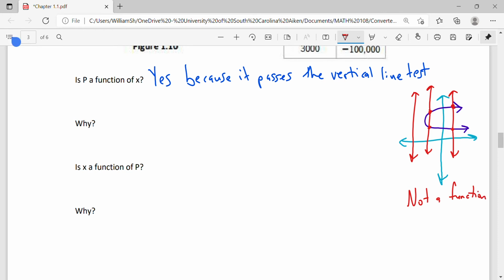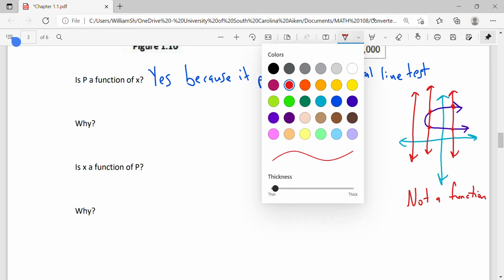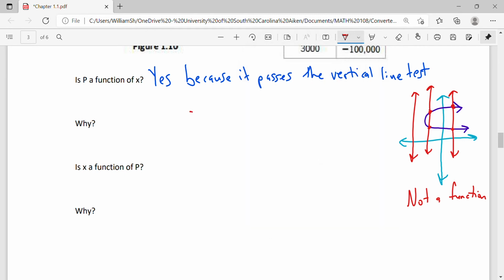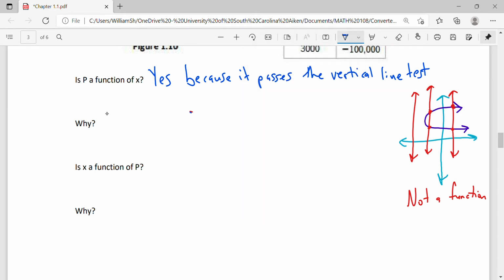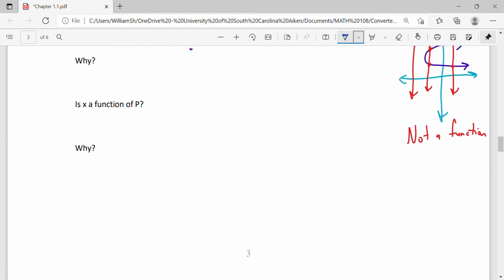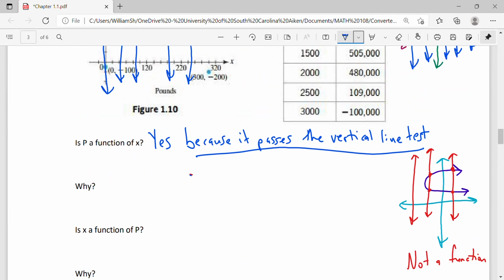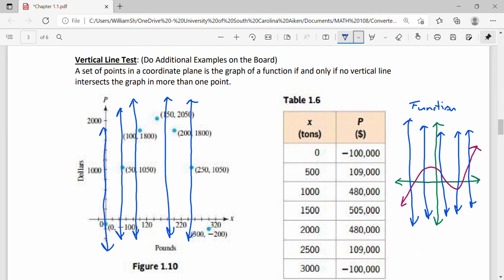Hopefully, most everybody here has seen the vertical line test at one time or another. Now, we've answered, is P a function of X? And we've actually already given the Y for it as well. So let me change my marker color back to blue. But yeah, we've given the Y as well because it passes the vertical line test. Now, it asks a very interesting follow-up question here. It asks, is X a function of P? And it's talking about this original graph here. Is X a function of P?